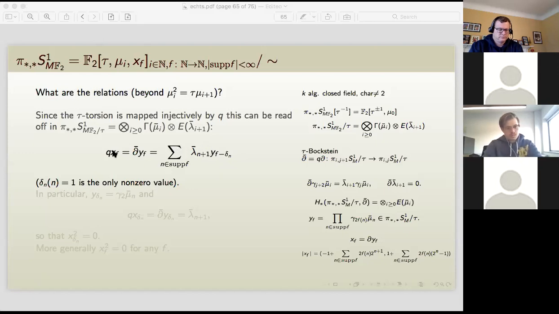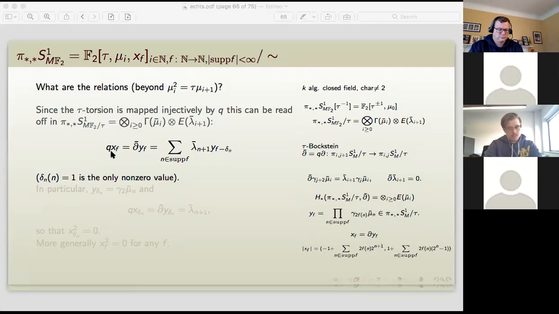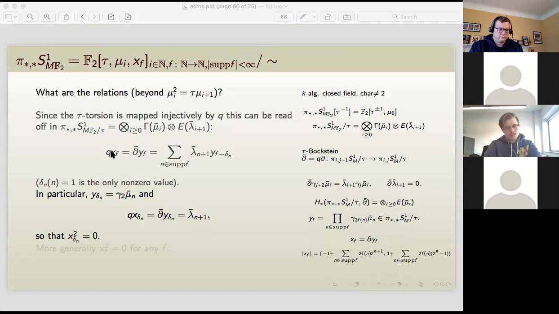Okay, so then I know exactly what the image of XF is in mod tau topological Hochschild homology, and I know that Q is injective. So that actually gives me all the formulas I could ever want. In particular, if I let my function have support only at one place, so it's one of these multiples of this delta n, so let's just take delta n as an example.